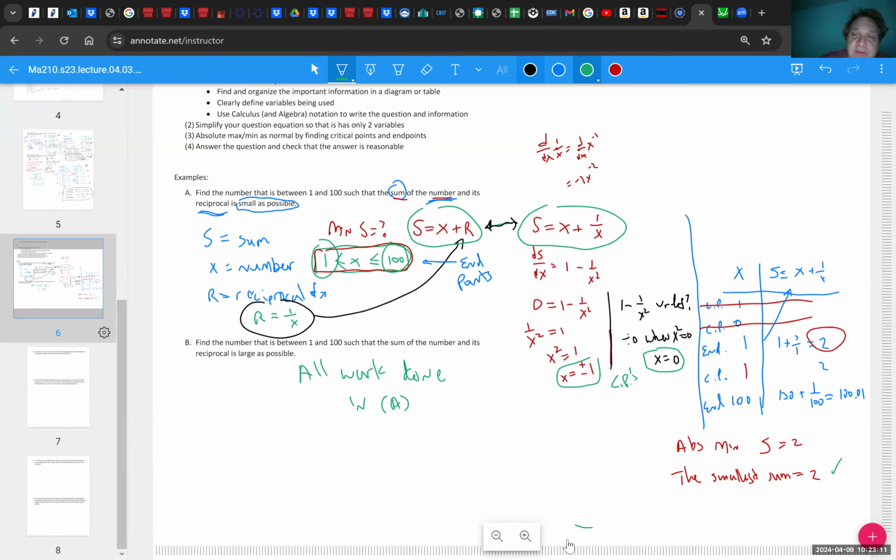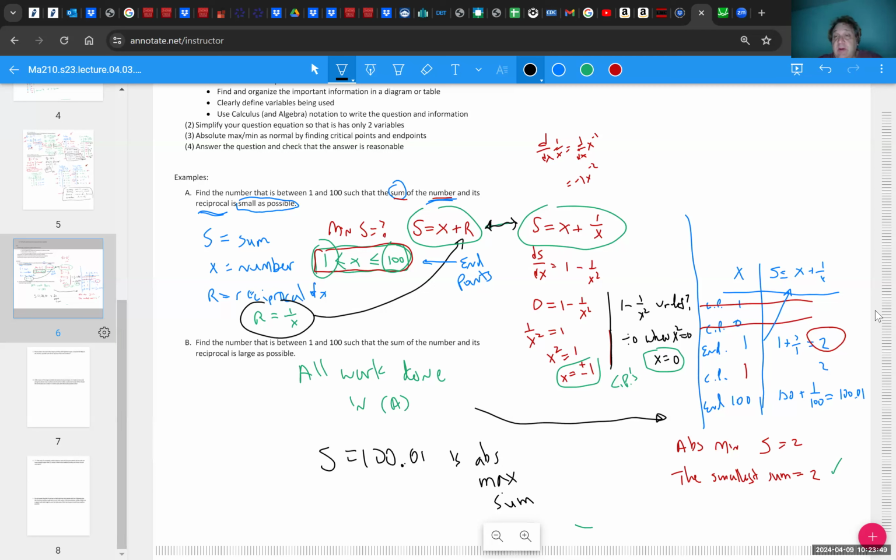And we know from this little table here that y equals 100.01 is the absolute max. So I guess we're supposed to say S, not y, right? So S equals 100.01 is the absolute maximum sum. So absolute minimum, absolute maximum, same process is what I'm trying to get across here. That's what we're going to be doing in section 4.7.